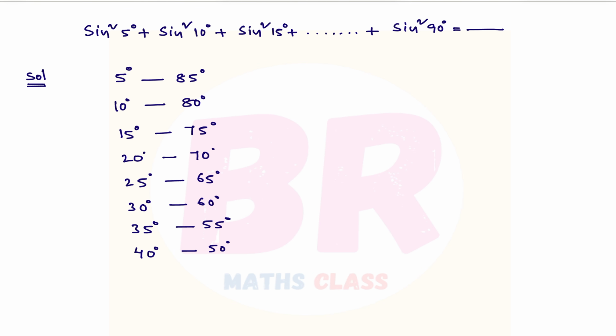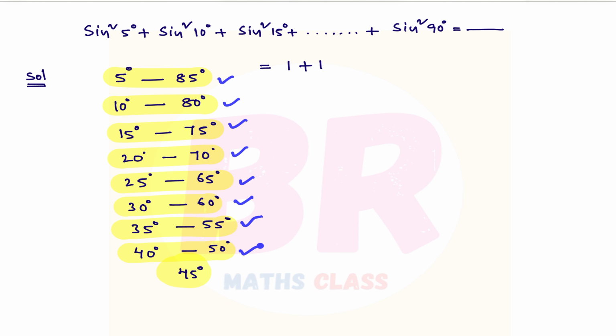Now you need to observe one thing carefully. 45 degrees remains alone. See, these are pairs. This will become 1. Sine square 30 degrees plus sine square 60 degrees is 1. Sine square 35 degrees plus sine square 55 degrees is 1. Finally, this remains alone: 45 degrees. So, if we simplify this, what you will get: sine square 5 plus sine square 85 is 1, plus sine square 10 plus sine square 80 is 1. Like that, how many ones you will get? 1, 2, 3, 4, 5, 6, 7, 8 ones you will get.